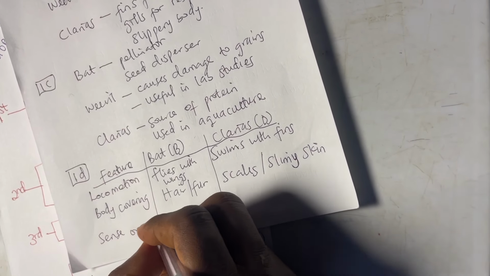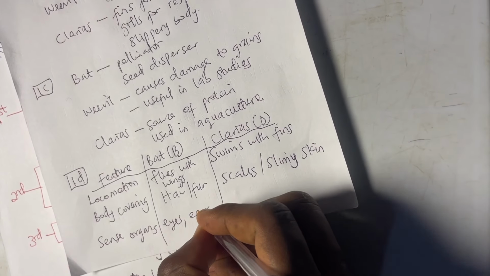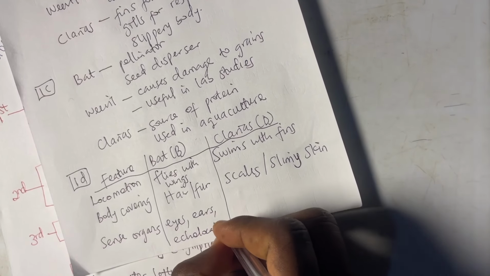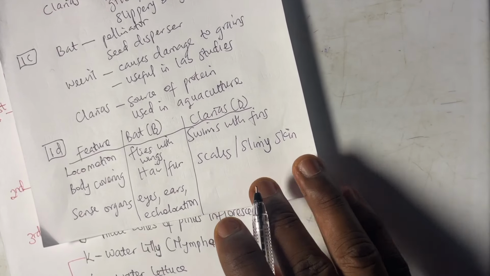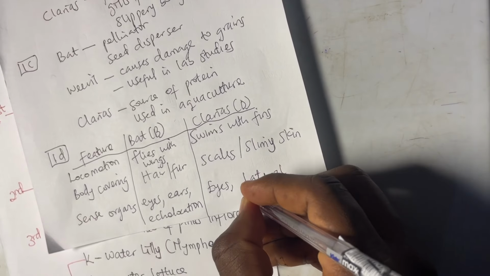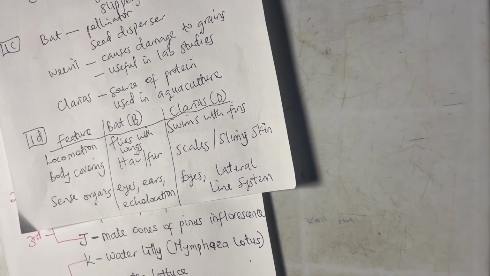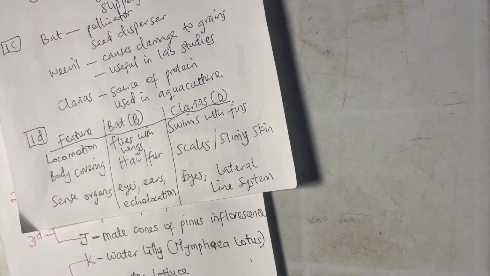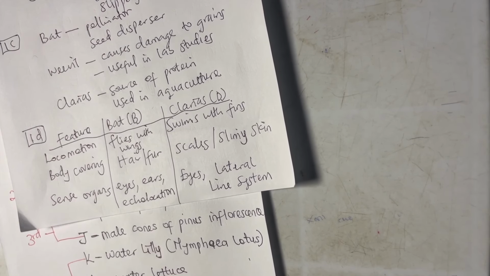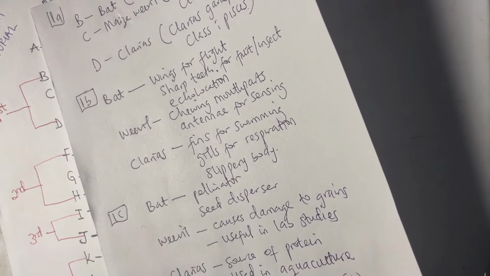Now what about in terms of sense organs? So what sense organs does the bat have? It has an eye, ear, and it has an echolocation too. Now what about the specimen D? It has eyes too. It has lateral line system. So this is for the specimen B, C, D, and this is the first category, as you can see. Now let's move to the second category.